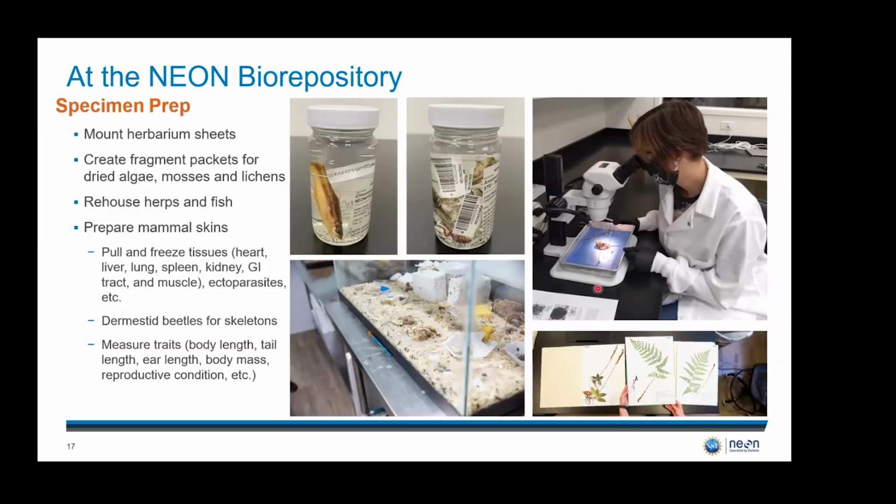We do also measure various traits for the mammal specimens, and that includes your body length, your tail length, ear length, body mass, reproductive condition, etc. That is all also available for each of these specimens. But because this part specifically takes a lot of work, we do have a full-time mammal sample preparator on staff named Jaime Galvez, and Jaime is fantastic in not only prepping the specimens, but also helping us train other students to do this work as well.